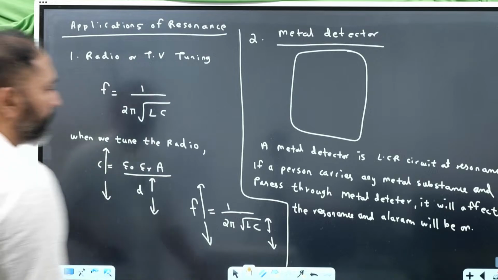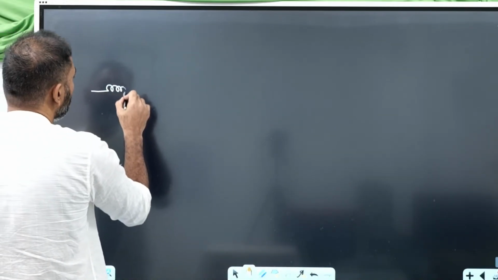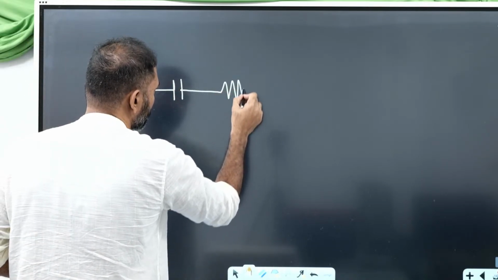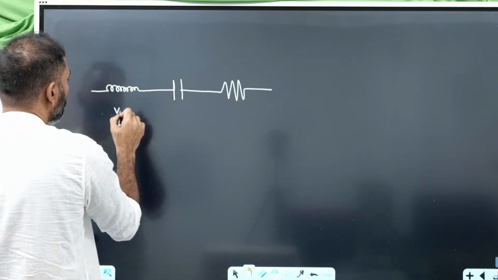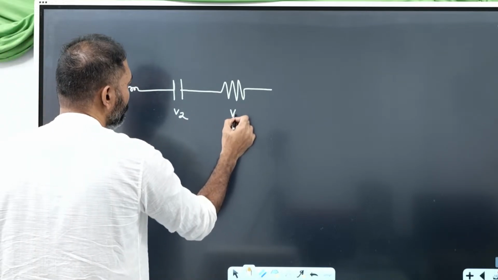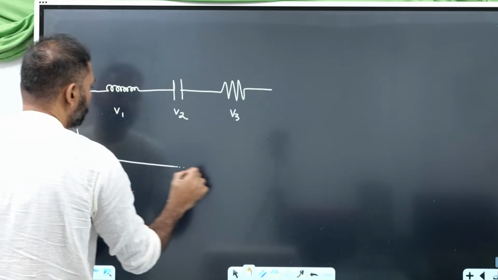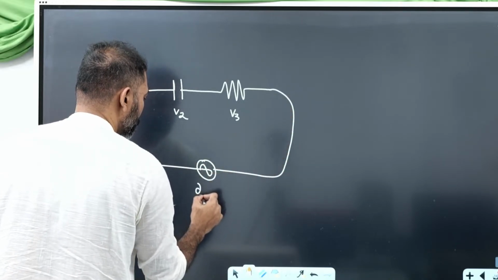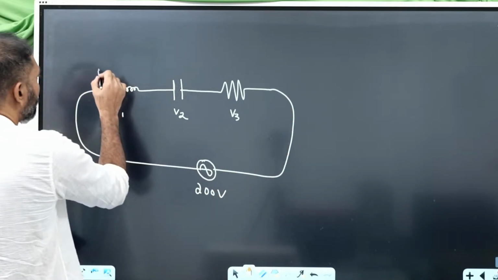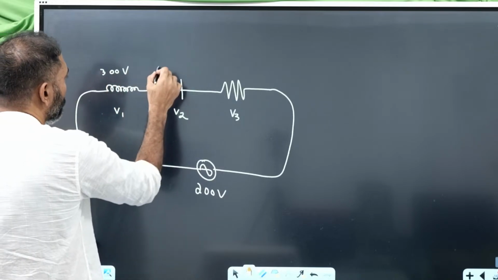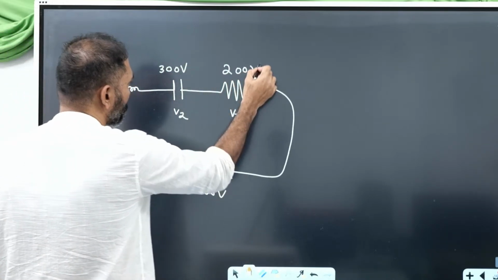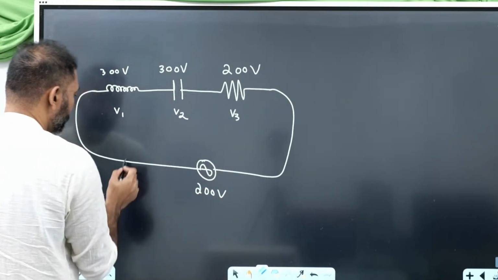Next question. Next is a problem. There is an inductor and a capacitor and a resistor. Here the voltage is V1, here voltage V2, here voltage V3. Applied voltage is 200 volt. Voltage across inductor 300 volt. Capacitor is also 300 volt. Resistor 200 volt. And suppose there is an ammeter.